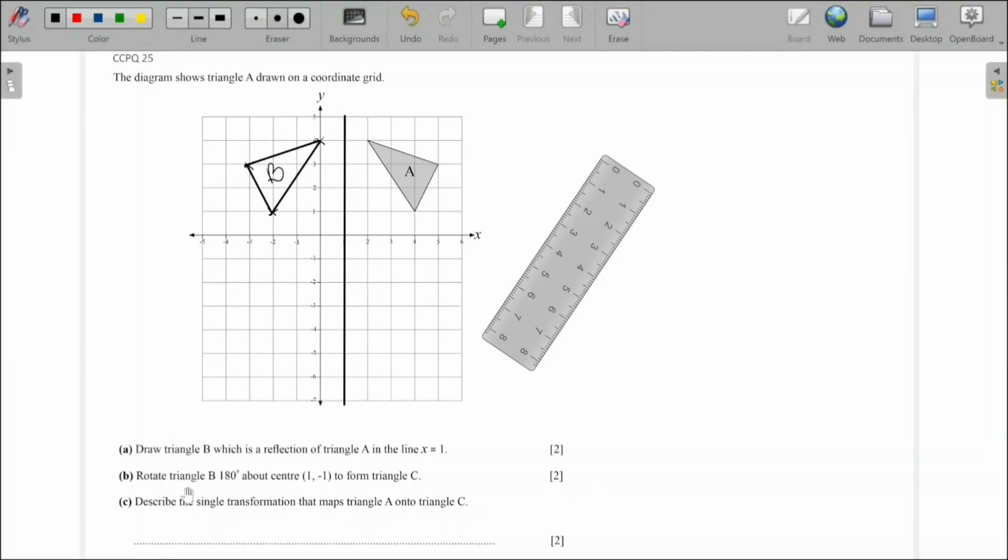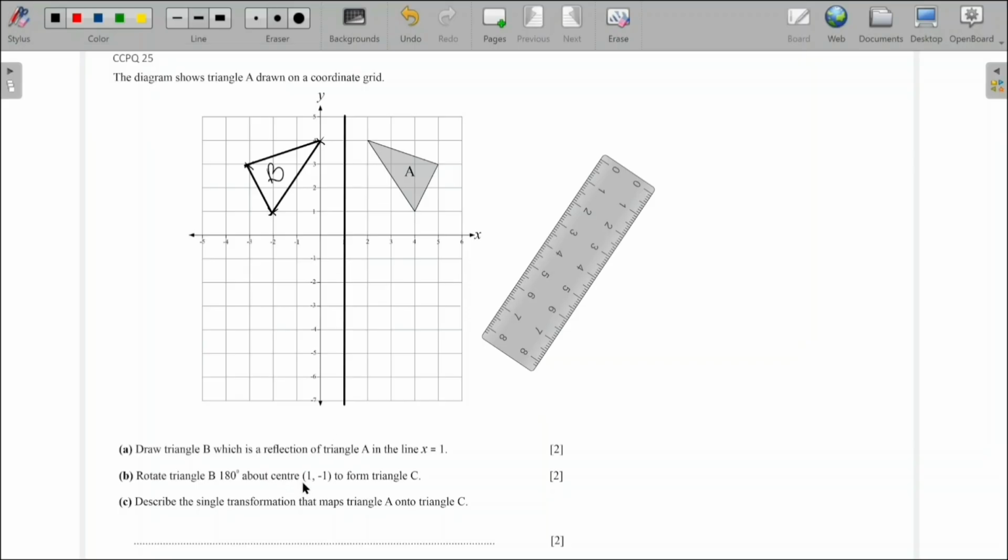Question B says rotate triangle B 180 degrees about the center X is 1, y is -1 to form triangle C. That means we need to rotate this triangle B about the center X is 1, y is -1, and we're rotating it 180 degrees to form triangle C.